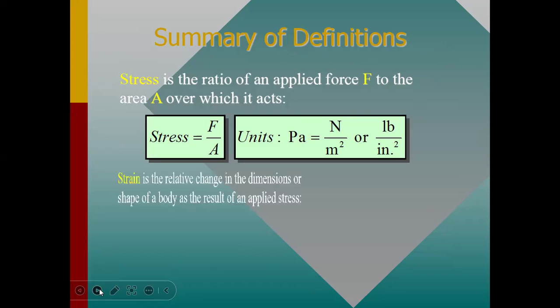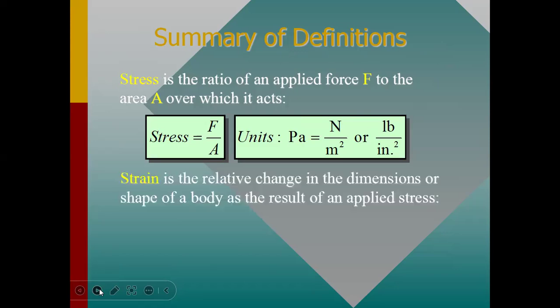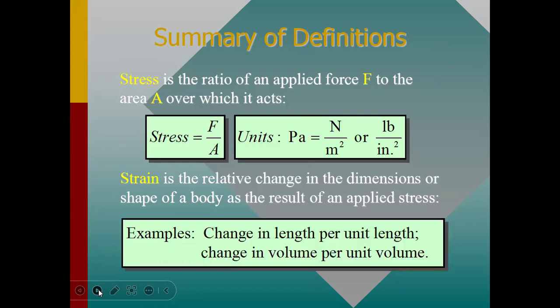Okay, so strain means, vikriti means what? It is the relative change in the dimension or shape of a body as the result of an applied force. If we apply any force on a body, then it will change in length, change in area, change in volume, etc. Okay, so for example, change in length per unit length, change in volume per unit volume.